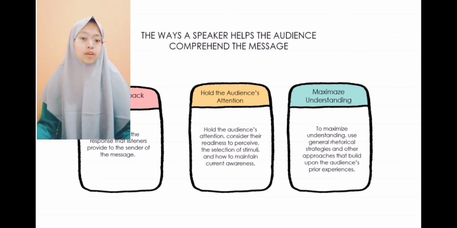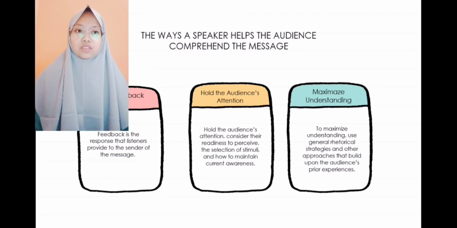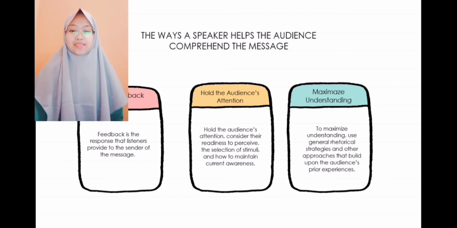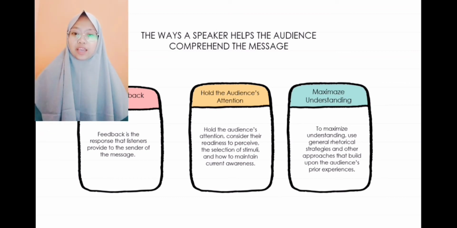maximize the understanding. To maximize understanding, use general rhetorical strategies and other approaches that build upon the audience's prior experiences. Direct attention to what is important through use of voice, body, or gesture. You can challenge the audience with an inquiry to stimulate thinking, or stimulate the audience's imagination, or take them on a fantasy journey that stimulates the different senses.